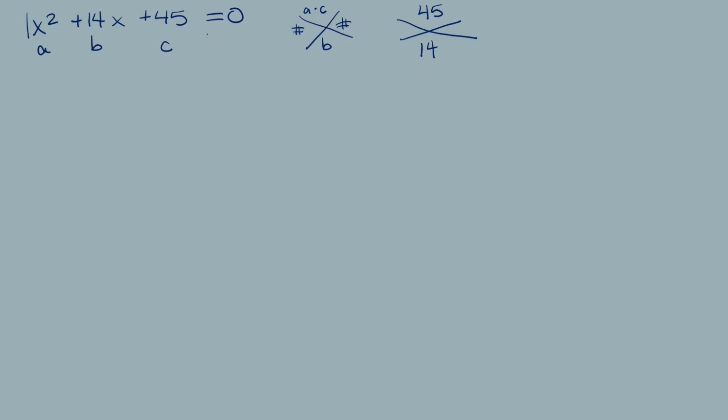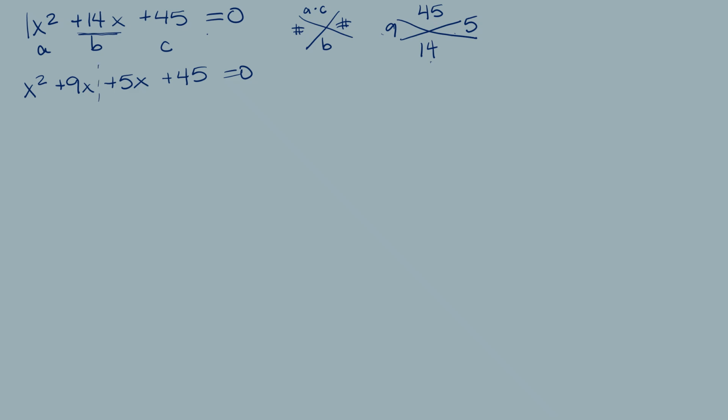But for this one, it's going to be 5 and 9, because 9 times 5 is 45, and 9 plus 5 is 14. So that works out. And then again, we're just going to transfer it, because all we're doing with the diamond method is breaking down this 14 so that we can factor it a little more easily and get those possible solutions for x. So we're going to have x squared plus 9x plus 5x plus 45 equals 0.